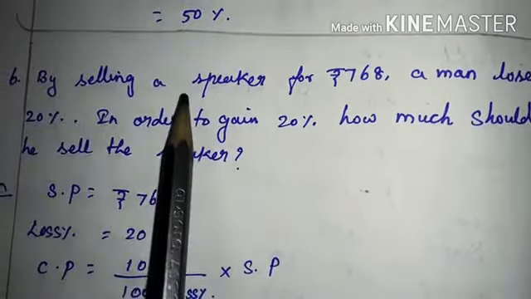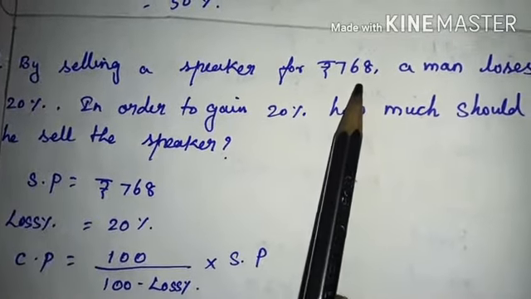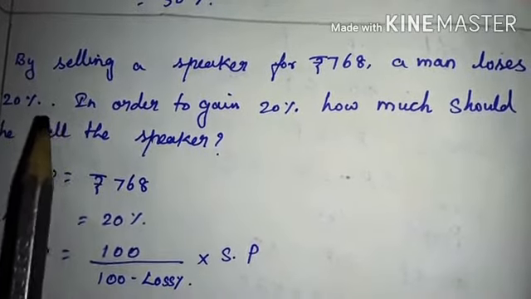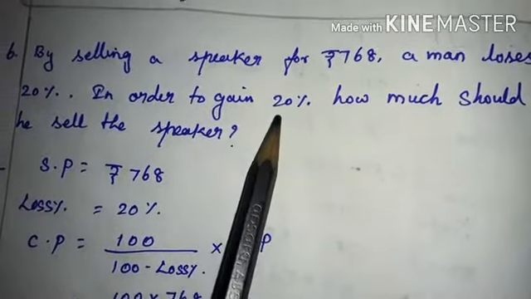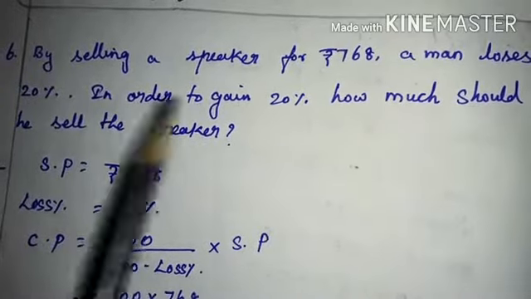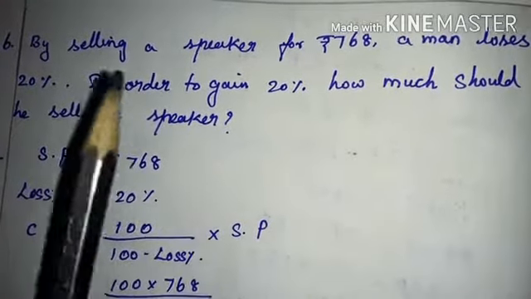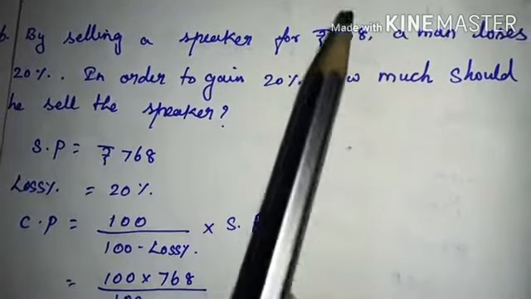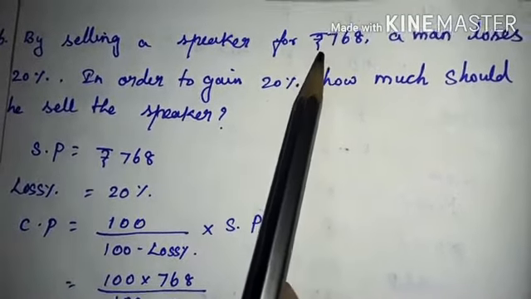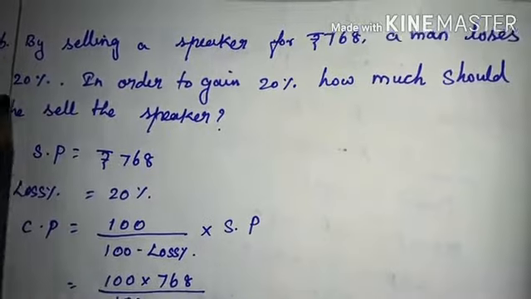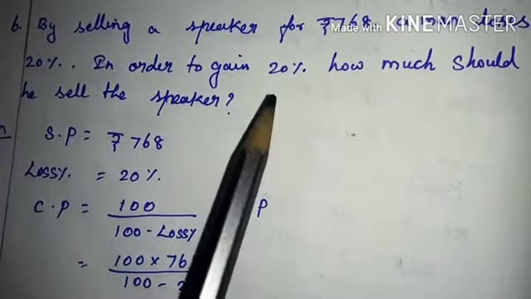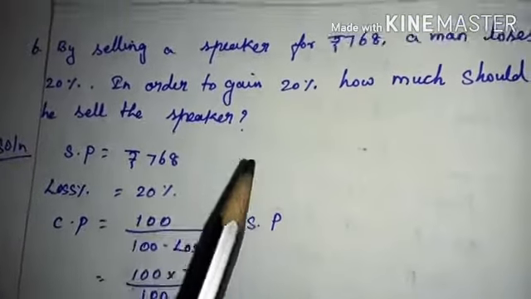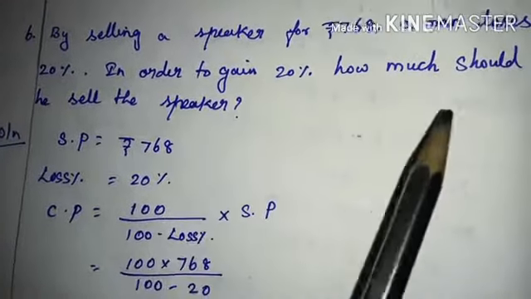By selling a speaker for rupees 768, a man loses 20%. In order to gain 20%, how much should he sell the speaker? A man is selling the speaker for rupees 768. If he sells a speaker for 768, he gets the loss of 20%. You have to find out how much he has to sell that speaker to get the gain of 20%.